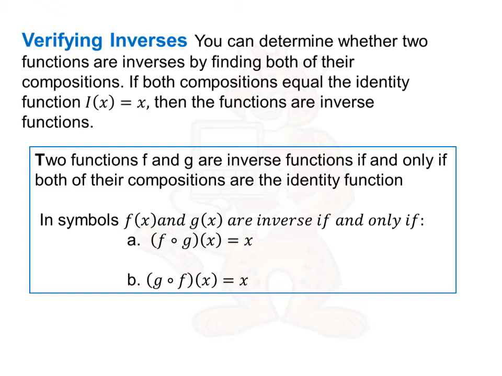If we put this into symbols, what is being stated is the following. If we have two functions f of x and g of x, and these are inverse functions of each other, this is going to happen if the composition of f with g of x equals x, and the composition of g with f is also equal to x. So we're going to make some examples to make this clear.